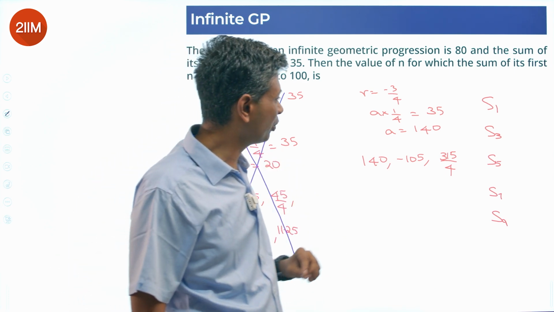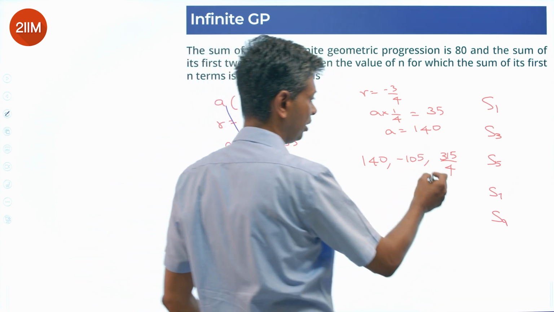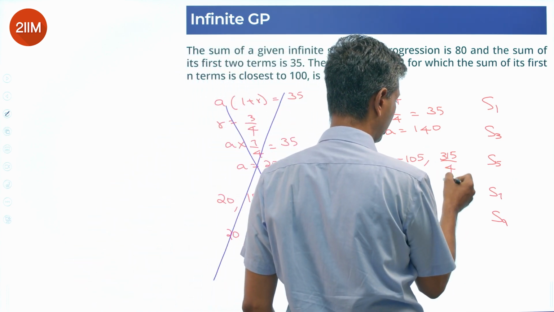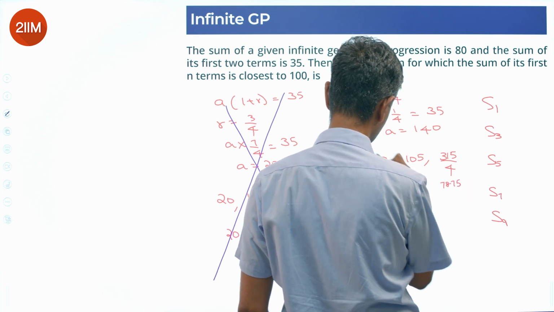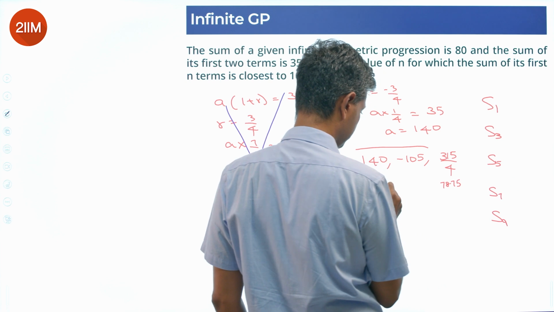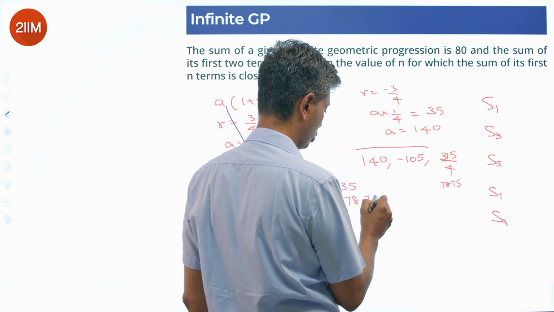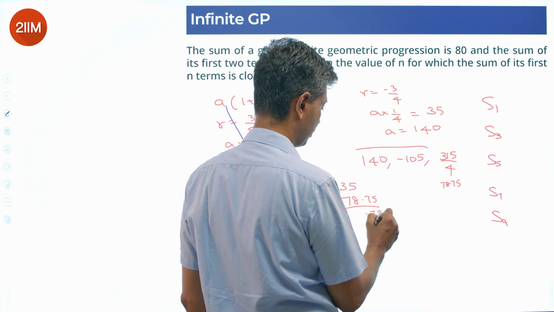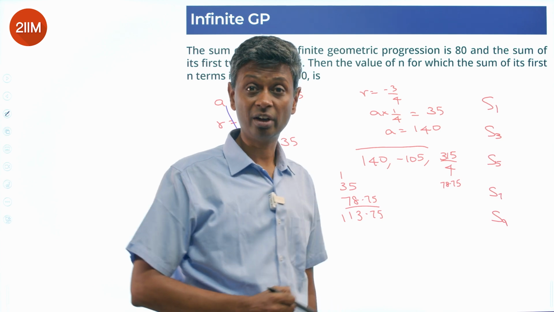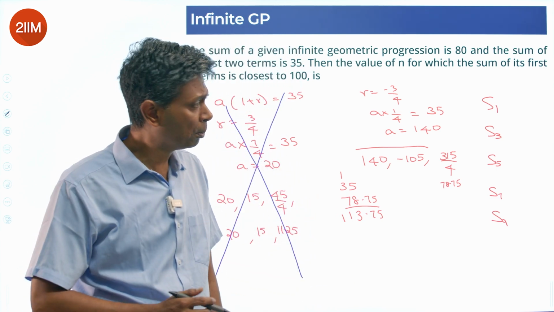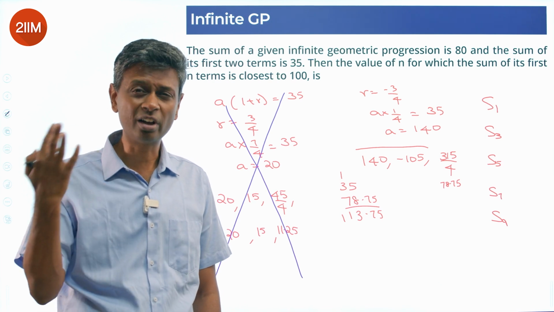Sum up to one term is 140. That's not my answer. I know that. This 315 by 4, 320 by 4 is 80, so this is 78.75. These two add up to 35. 35 plus 78.75 is 113.75 for sum up to 3 terms. More than 100. Close to 100, but I don't think it's close enough.